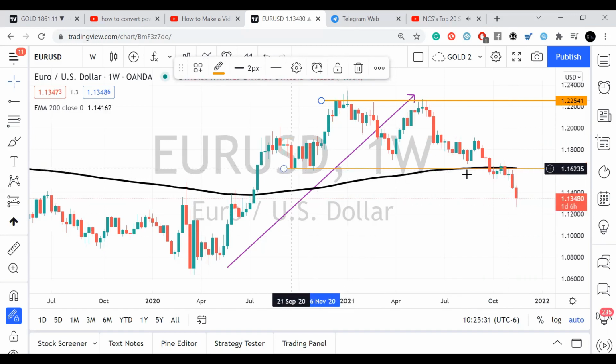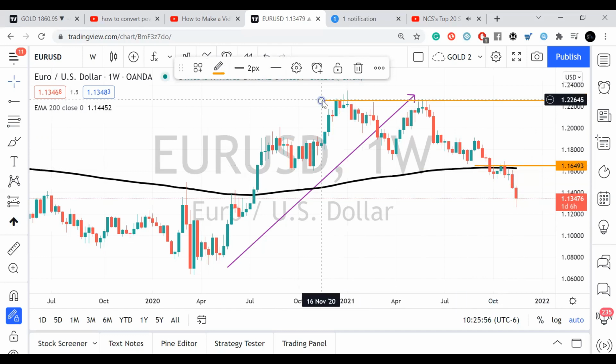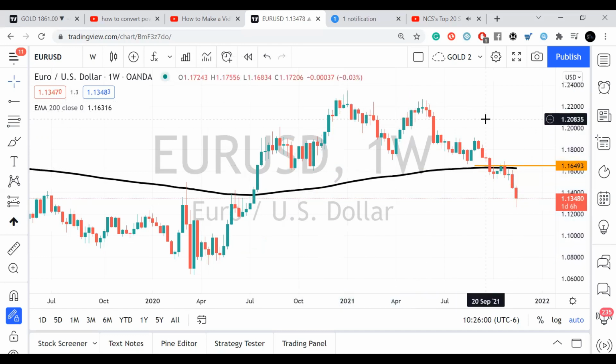So price already broke this structure, this upward trend. So we are now in a downtrend on Euro USD. We are now in a downtrend because we have a breakout. We had a pullback with these two candles. So we had a pullback, then we had continuation of the downward trend. So now we don't need this one. We can take out this one. We're no longer in an uptrend. We are now in a downtrend.